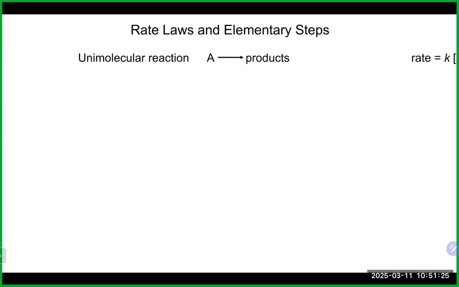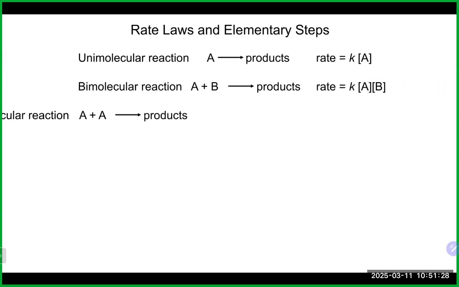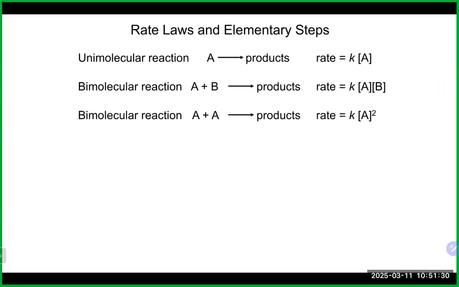Now, when we're dealing with elementary steps and when we're dealing with mechanisms, this is actually the only place where you can use the coefficients from the balanced equation as the orders. And this is the only place where you can kind of do that in kinetics. So if you had an elementary step that was unimolecular, you could write a rate law based off of the reactant, and it would be the rate equals k times A. If it was bimolecular, you could do the same thing. You could write a rate law for that elementary step that rate equals k times A times B.